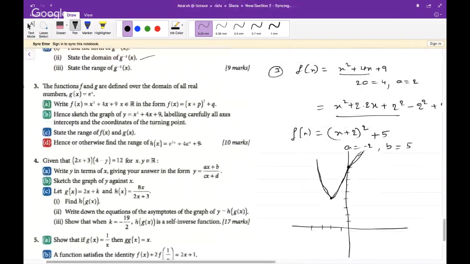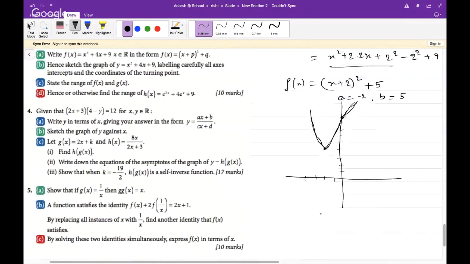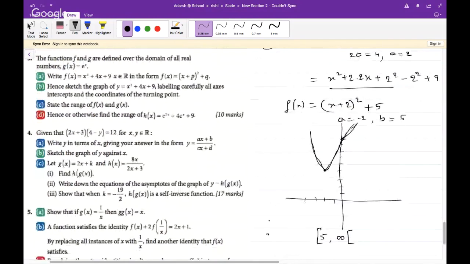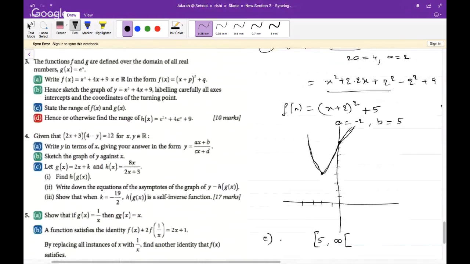Then now state the range of f of x. Now the range happens to be 5 and above. So it is 5 and above. So 5 to infinity we can write. So 5 is included whereas infinity is not included. So the C part. So range of f of x is 5 to infinity.